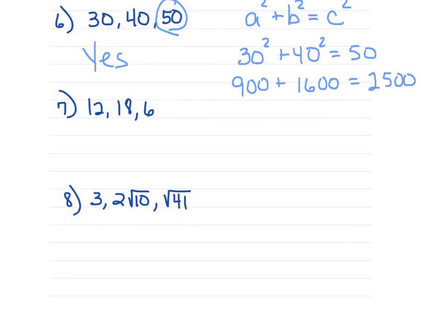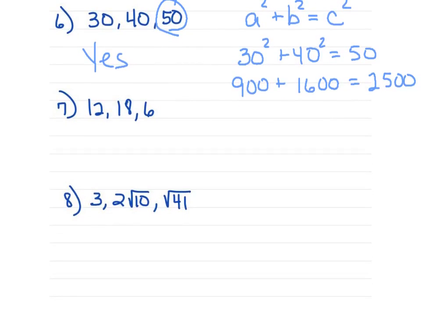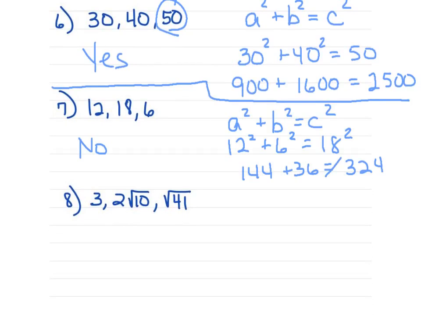Okay, try number 7 on your own, please. So number 7 is not a Pythagorean triple. When I substitute my values, notice that I did substitute the longest side for c. Okay, remember that in a Pythagorean theorem, the hypotenuse is always c and it's always the longest side length. Okay, when I simplify here, 144 plus 36 does not equal 18 squared, which is 324. Okay, let's do 8 together.